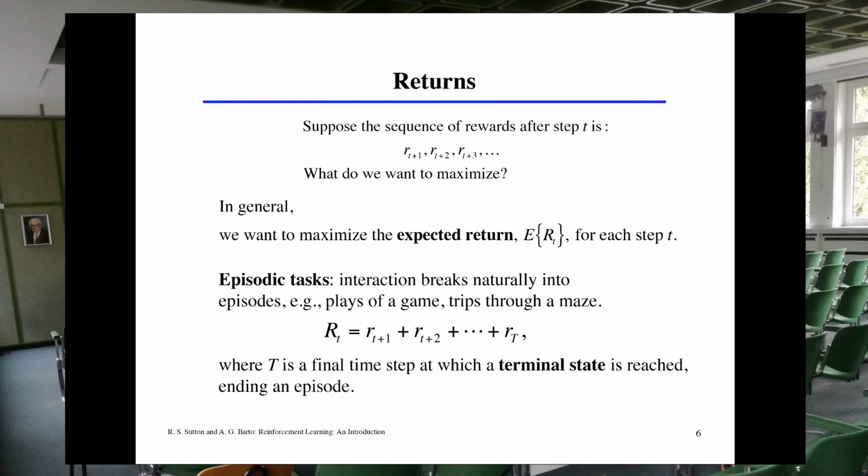And you can let your agent train during many episodes. So you can reinitialize the system and let the agent learn again until it reaches the time step big T. So this T is the final time step at which a terminal state is reached, ending an episode. So in an episodic task, we can give a value to this big T, and we know that the expected return can be calculated by summing all the rewards from the current time t up to this final time step.